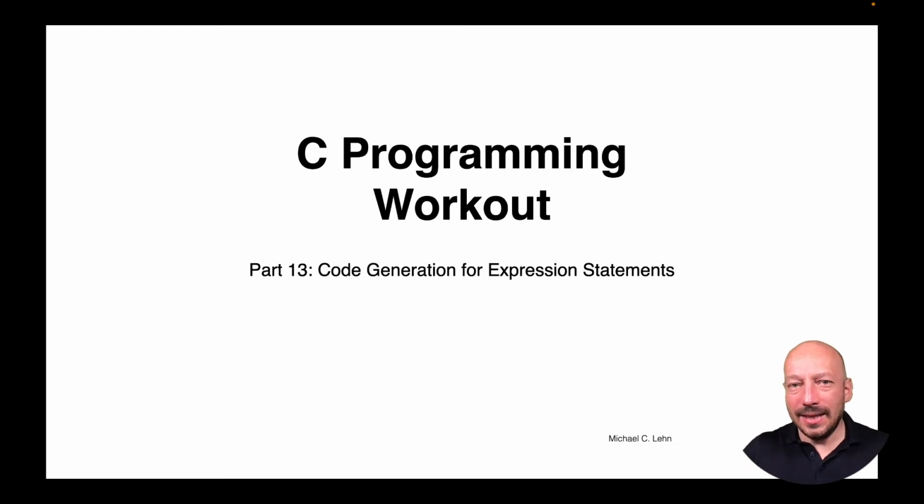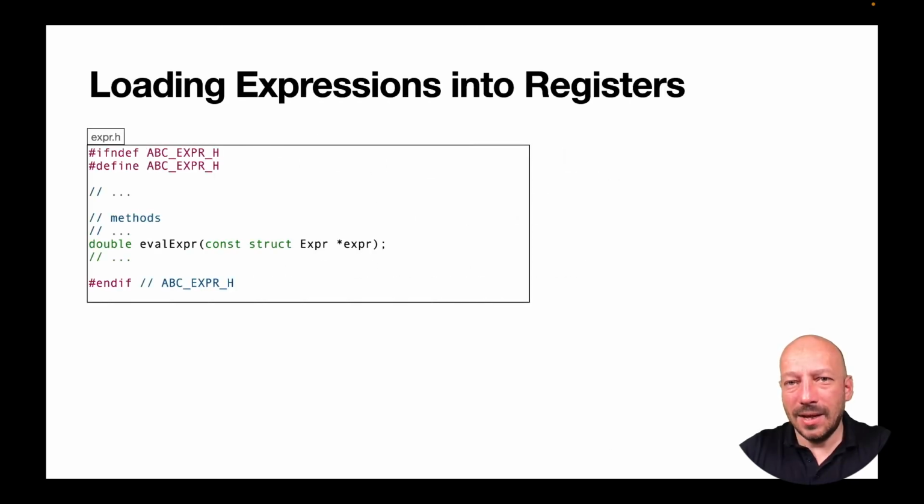Hi guys, in this video I will show you how our interface for code generation can be used for turning our calculator into a simple compiler. The first and actually major change will be how we handle expressions. So far we have this method for evaluating an expression. In the calculator we used it to immediately compute the value of an expression. This function will go away.